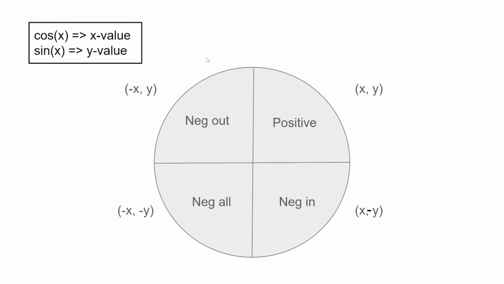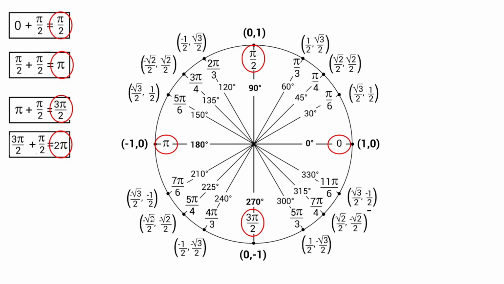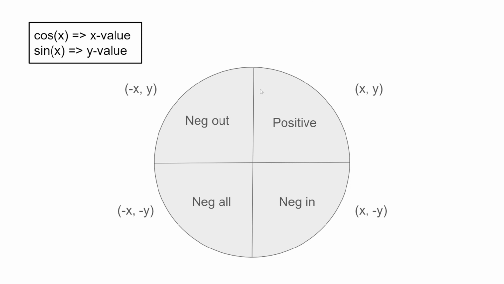And now when we're in the second quadrant, we just need to remember negative out. First quadrant, positive. Second quadrant, negative out, negative on the outside. In the next quadrant, negative on all of them: negative x and a negative y value. And if we go back here, hey, negative on the outsides. Now this looks scary and tough to memorize, but we'll get to that. So positive, negative out, negative all, and negative in.